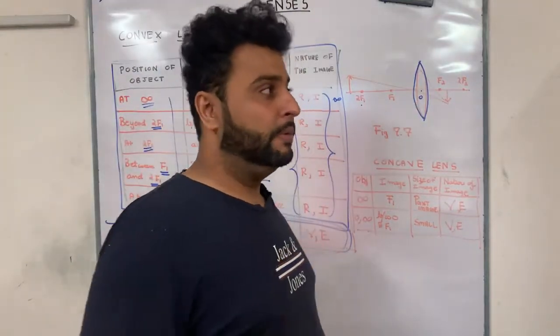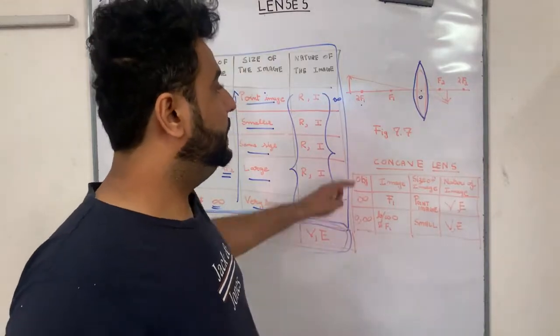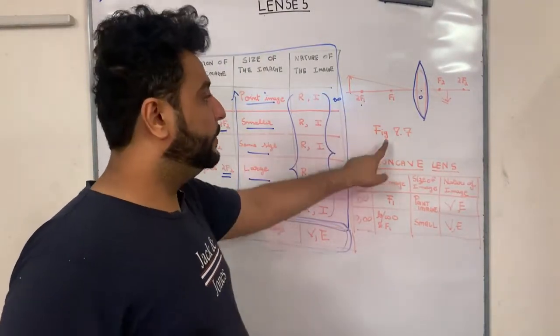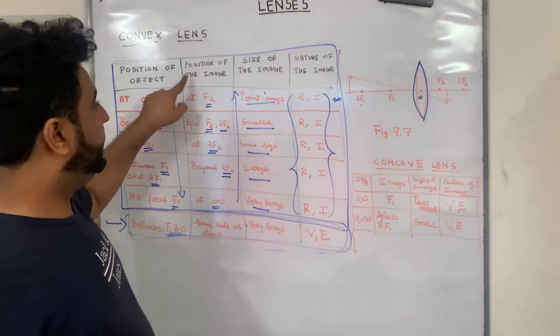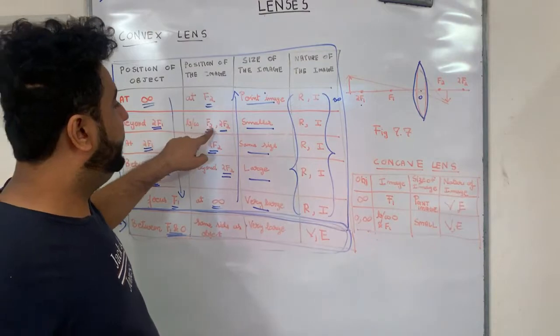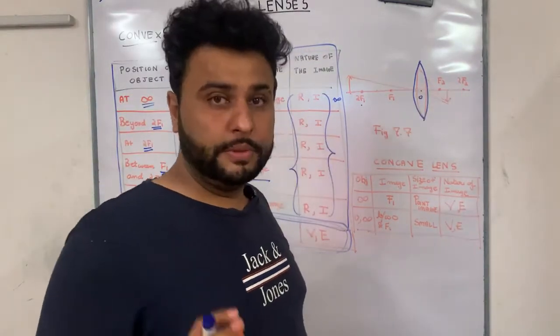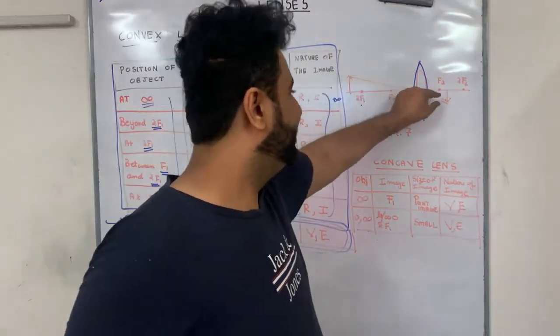Now, in the diagram you can see the object is placed beyond 2f1. In the textbook that is figure 7.7. Now beyond 2f1, the position of the image is between f2 and 2f2. Check. Between f2 and 2f2 is the position of the image, and it is smaller than the object, and it is real and inverted.